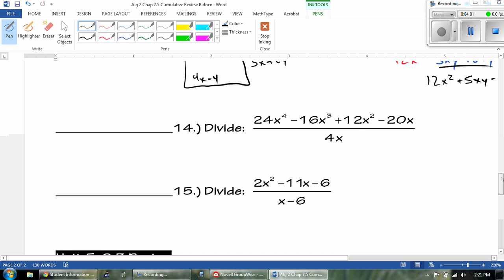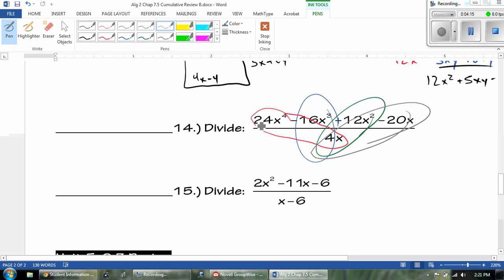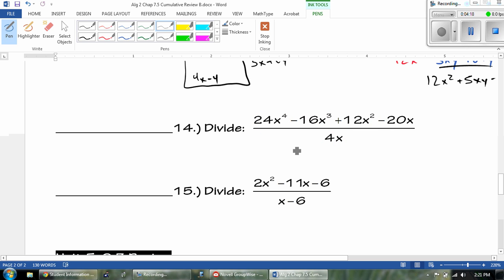Okay. Now for number 14, I need to go through and divide, and I'm going to divide each one of these out. Okay, however you want to do it, but that 4x has to divide each one of those. Okay, now I can do that because it's a monomial. All right, so 24 divided by 4 is 6. X to the 4th divided by x is x cubed. Minus 16 divided by 4 is 4x squared. Remember, we're subtracting right there, okay? So that's the first one we did.